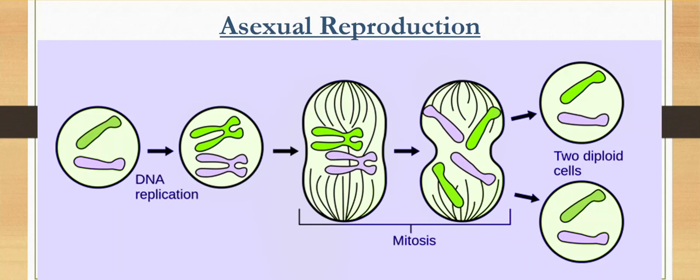In asexual reproduction, before a cell divides, its nucleus divides. Each chromosome is copied and each nucleus receives the same genetic material. As each cell divides into two, the resulting daughter cells are therefore exact copies of one another.